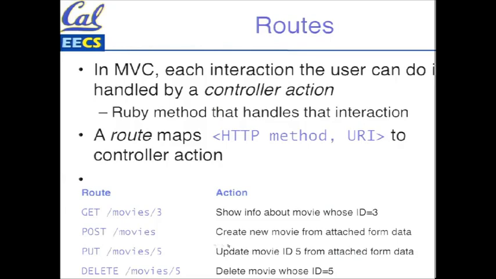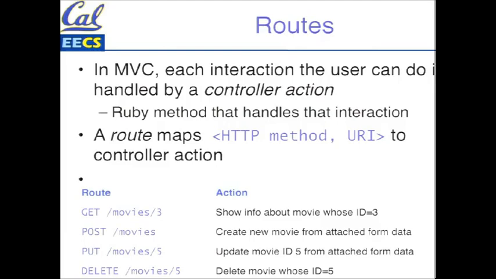We could say put /movies/5. That might mean here's an attached form with some new data to update the existing values of the movie whose ID is 5. Or delete /movies/5: get rid of that one completely. Notice that in our example route for posting to create a new movie, there's no number that maps to any ID because we're creating a new movie, right? It doesn't have an ID yet. Presumably, it'll get assigned one once it gets created. So these are some examples of what routes might look like.